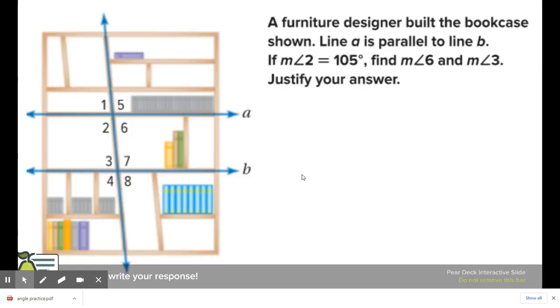Okay, we're going to find out some now. The furniture designer built the bookcase shown. Line A is parallel to line B. That other line is called a transversal. If the measure of angle 2 is 105, find the measure of angle 6 and angle 3. Please find it in that order, and that's the order we're going to do them. So the measure of angle 6. Go ahead and pause, find it.